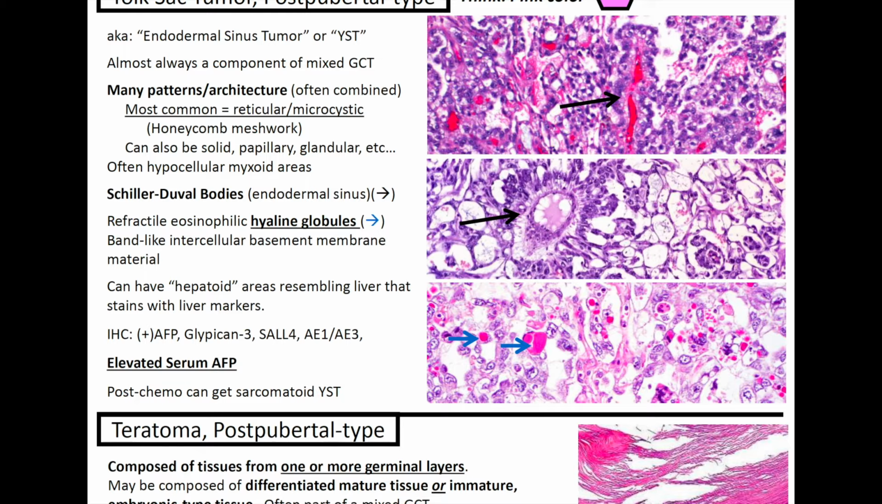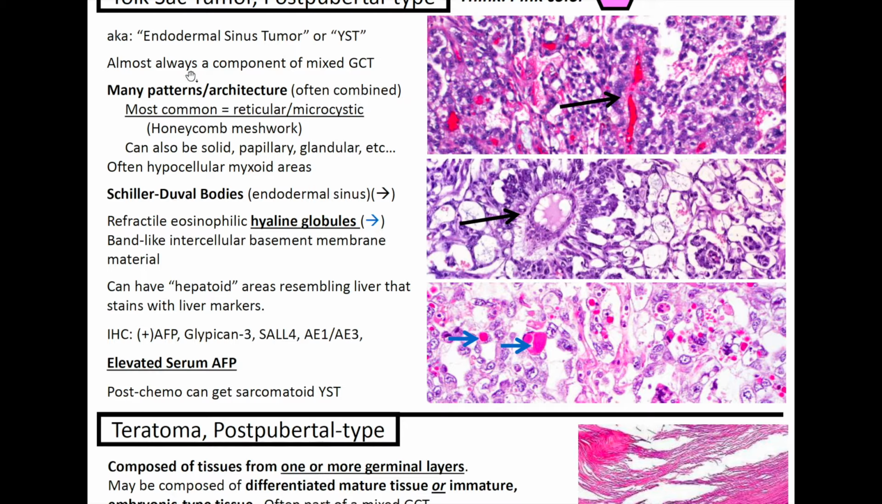All right, next up we've got yolk sac tumor, postpubertal type. So for this entity, you want to think pink in color. Yolk sac tumor, also known as endodermal sinus tumor, or YST for yolk sac tumor. This is almost always a component of a mixed germ cell tumor. There's many patterns and architecture, can often be combined patterns. The most common pattern or architecture is reticular or microcystic, or like a honeycomb meshwork. Can also be solid, papillary, glandular, and often have hypocellular myxoid areas.